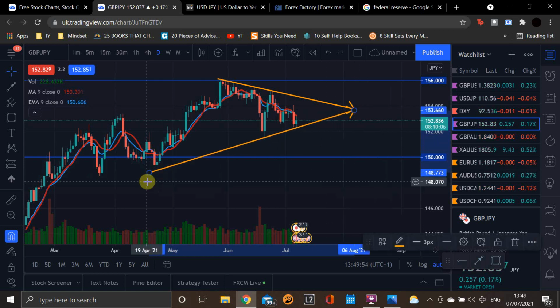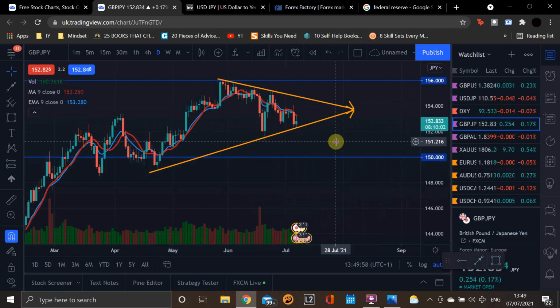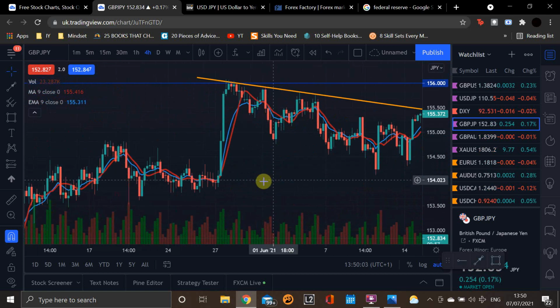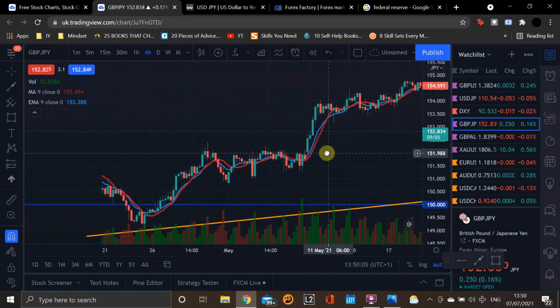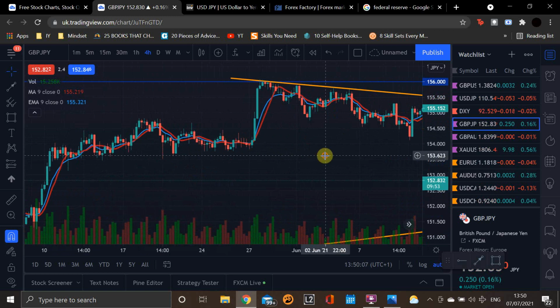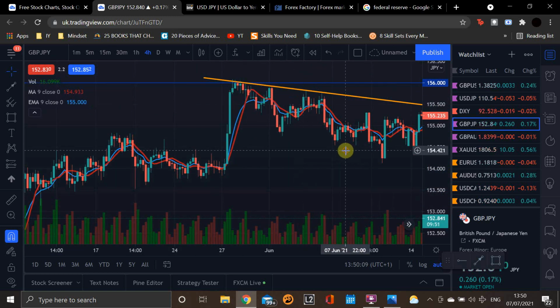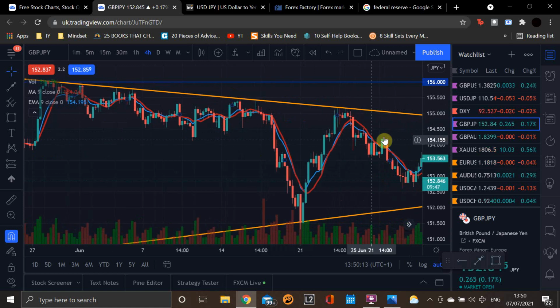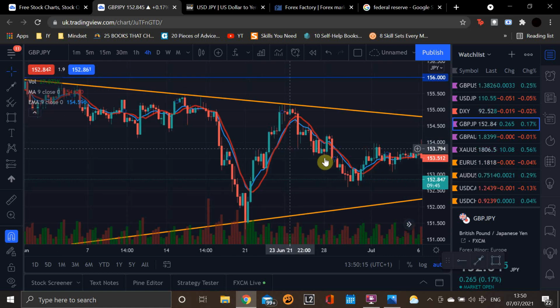Touch there. Okay, so this one clearly broke out. Let's go down to the 4 hour. So it's touching there. In my experience, when it's doing this here, that means it's going to break out to the upside, in my opinion.